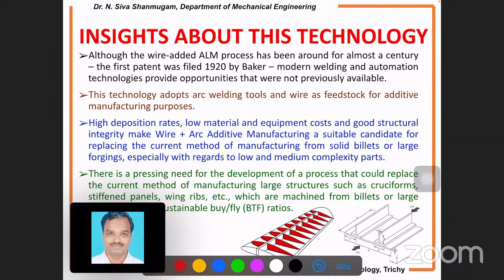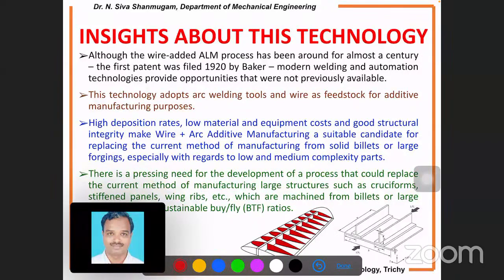You can move the torch at 2 meters per minute, 1 meter per minute, or about 3 meters per minute, according to the requirement and the capability of the system. So you can deposit the filler wire in a faster manner. That is highly difficult when you select another process like a powder-based technology. Low material cost and equipment cost, and good structural integrity.